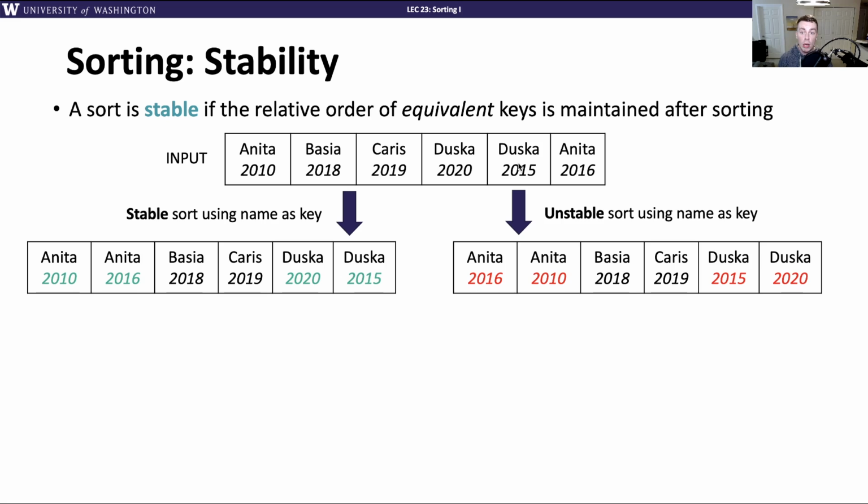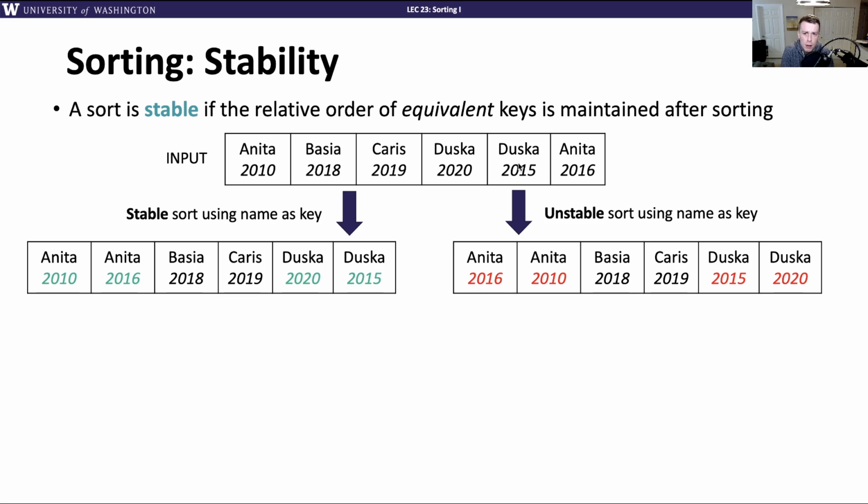Remember, the ordering relation we used here was only looking at the names. So in some sense, the year or everything else is completely irrelevant in terms of the ordering relation. And so all of this notion of stability is, in the case of ties, we preserve the original order of the list. And I really want to emphasize that both of these sorts are correct. They're both valid sorts. The one on the left just has this extra property of stability, meaning it preserves the original order in the case of ties.